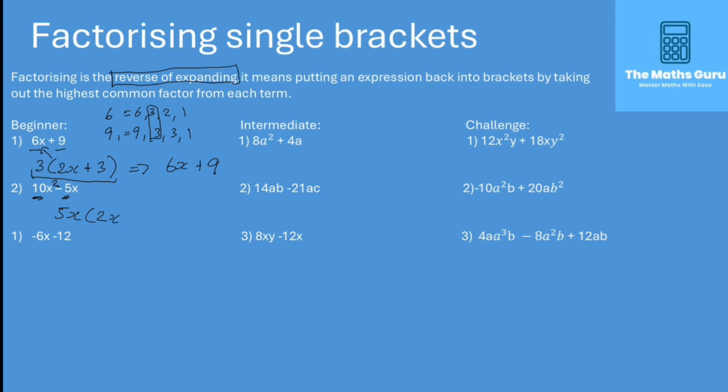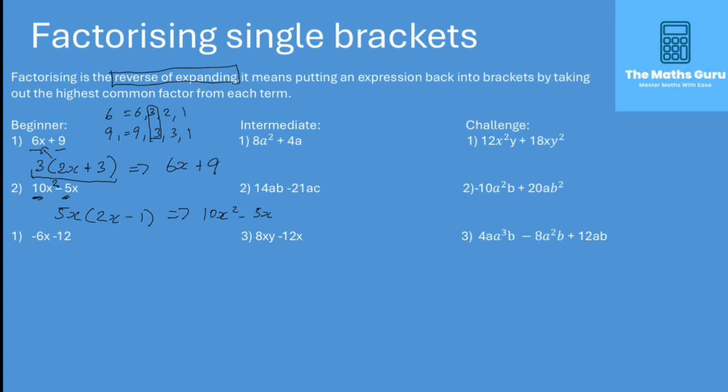2x is what needs to go in there. And then to get from 5x to negative 5x, just times by minus 1. Hence, if we were to expand this, 5x times by 2x, it gives us our 10x squared. And then 5 times minus 1, it gives us our minus 5x.